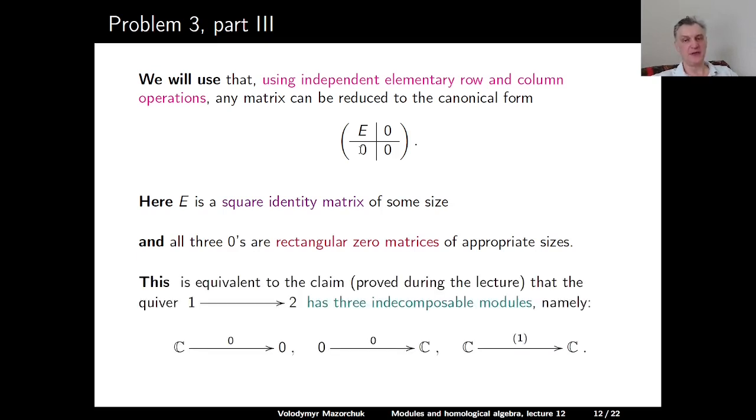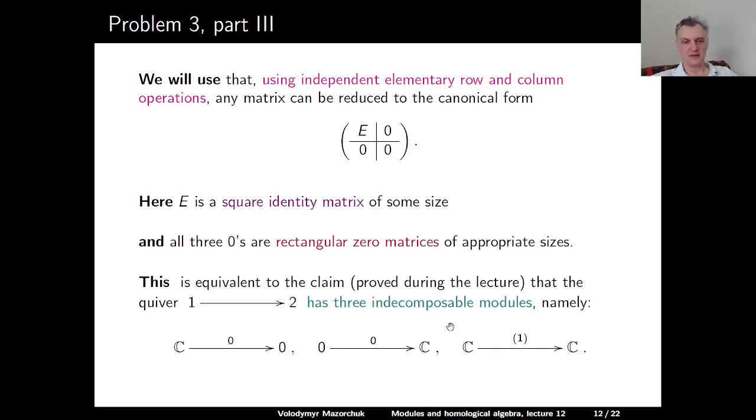So this claim is actually equivalent to saying that if we take a quiver which consists of 2 vertices and 1 arrow between them, then this quiver has 3 indecomposable modules. Namely, the first module is a simple module at the vertex 1, so at this vertex it's 1-dimensional, in the other vertex it is 0-dimensional, and the arrow is a 0 map. The second module is a simple module at the vertex 2. At this vertex it's 1-dimensional, at vertex 1 it's 0-dimensional, and the arrow is the 0 linear operator. And then we also have the indecomposable module, which is 1-dimensional at each vertex, and we have the identity operator between them, which represents the arrow of our quiver.